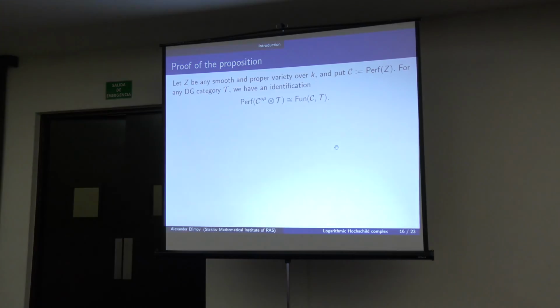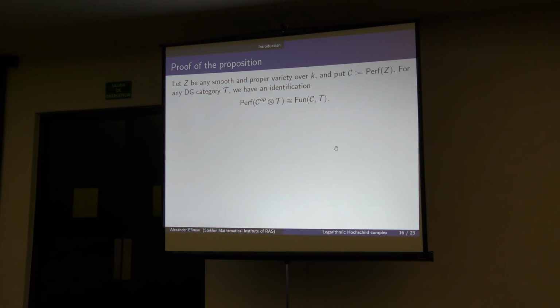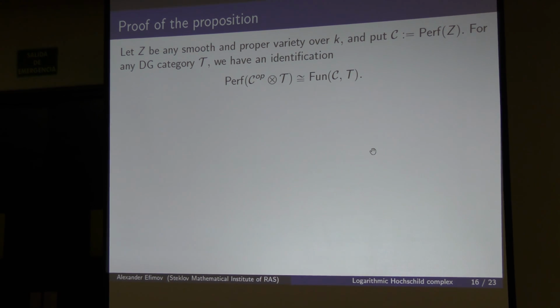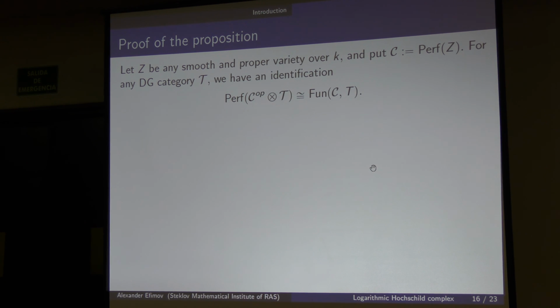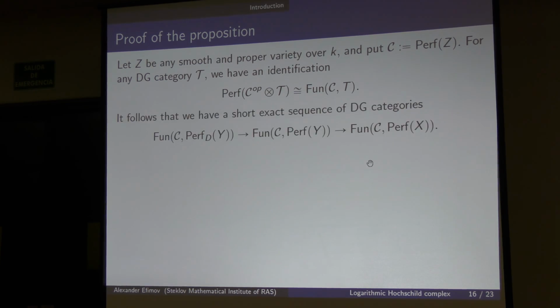So how do I obtain that? Let Z be any smooth and proper variety over K, and denote by C the category of perfect complexes on it. So a smooth and proper category. Then it actually has the property of what's called a dualizable category. So functors from C to any pretriangulated Karoubi complete DG category are the same as perfect complexes over C opposite tensor T. So that T should be categorical. Yes, it should be categorical.